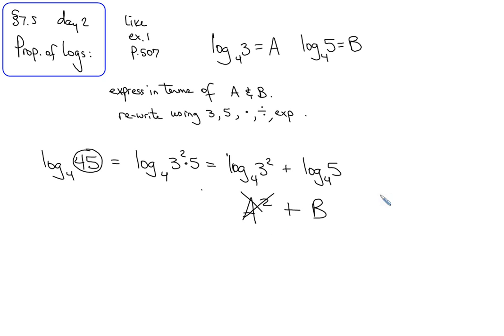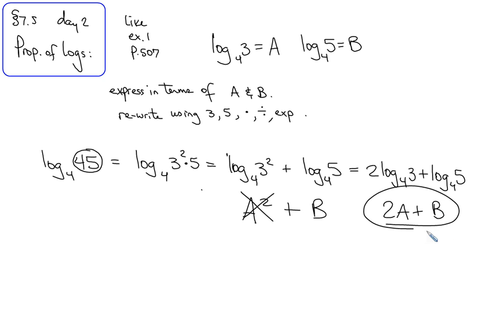So this is not correct. What should this be written as? 2 log base 4 of 3 plus log base 4 of 5. Now can I expand it any further? No. So what's this guy equal to? A. So this whole thing becomes 2A plus B. So be sure to expand completely. If you stop too early, you're going to get the wrong answer. You're going to plug in for the wrong thing.